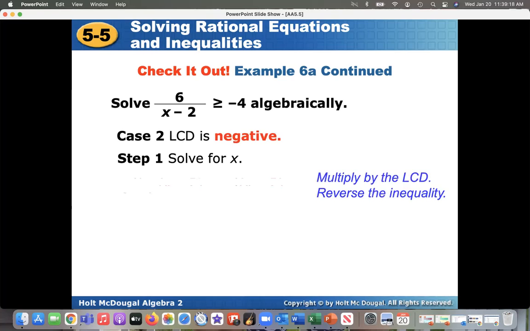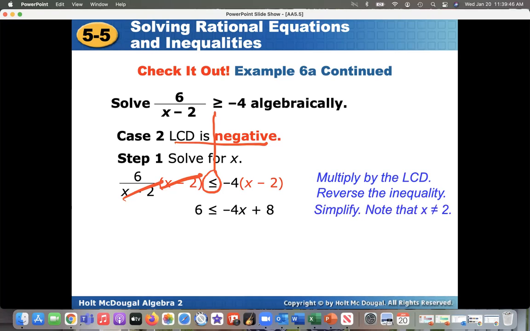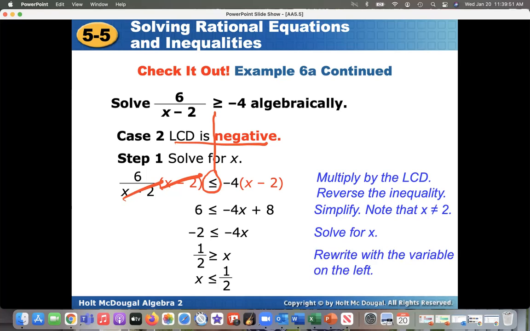Well, that means if I multiply both sides by x minus 2, can you see what happened here? If the LCD is a negative number, if I multiply both sides of an inequality by a negative, do I have to flip that symbol? Okay. And now we can proceed, right? The key part was making sure we made that change there. We get there, and then we solve that, and we get x is less than or equal to 1/2.